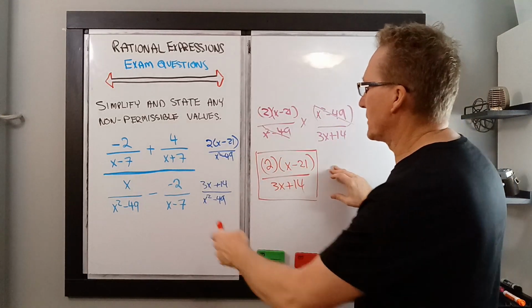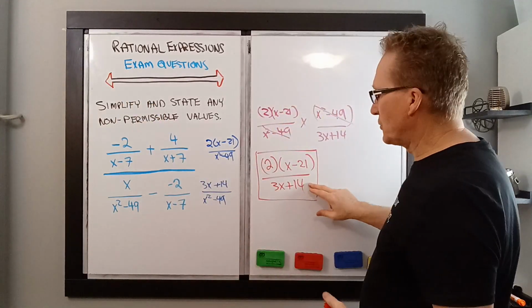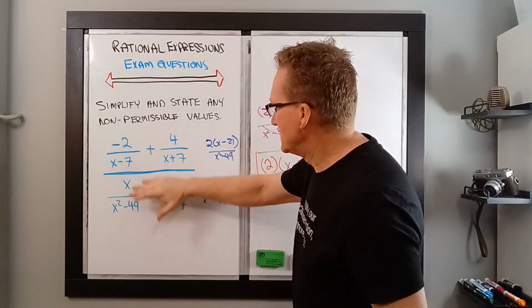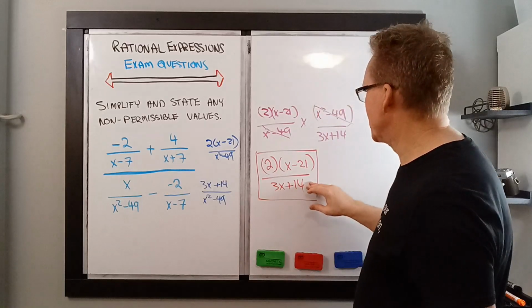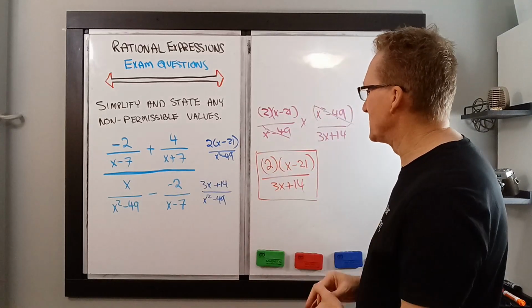Okay, we've done the first part of the question. We've simplified. This was a pretty big simplification from this double rational expression to the single rational expression. We've canceled a bunch of terms.